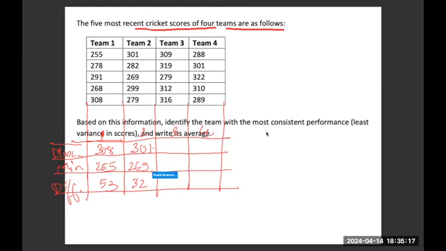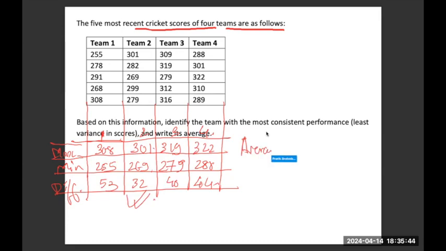In team 3, the maximum score is 319. The smallest score or the least score is 279. The difference is 40. And with team 4, the maximum is 322, minimum is 288, and the difference is 44. What it means is team 2 has the least variance in scores between the maximum and the minimum. So I just need to find the average of team 2.